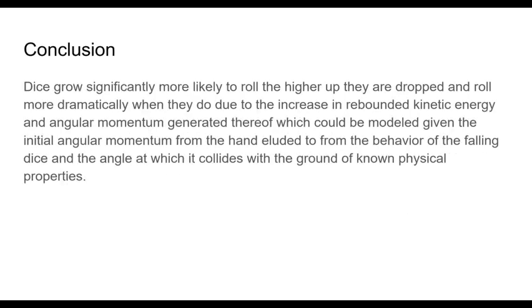Dice grow significantly more likely to roll the higher up they are dropped, and roll more dramatically when they do, due to the increase in rebounded kinetic energy and the angular momentum generated thereof, which should be modeled given initial angular momentum from the hand, alluded to from the behavior of falling dice and the angle at which it collides with the ground of known physical properties.